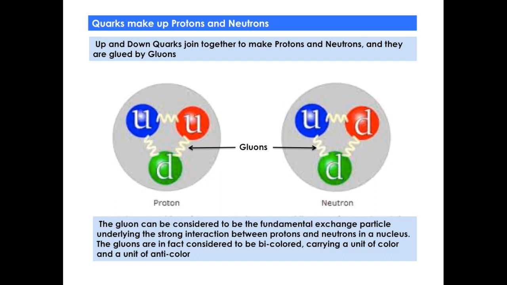The gluon can be considered to be the fundamental exchange particle, underlying the strong interaction between protons and neutrons in a nucleus. The gluons are in fact considered to be bicolored, carrying a unit of color and a unit of anticolor.